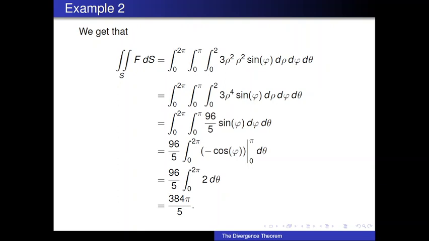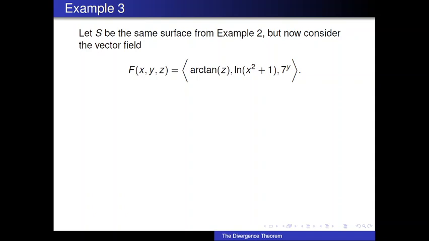All right, let's have a couple more now. So let's keep that same sphere, that same surface S from the previous example. But now let's consider this weird looking vector field here. Its first component is arctangent of z. Its second component is natural log of x squared plus 1. And its third component is 7 to the y. Oh gosh, this one looks scary.